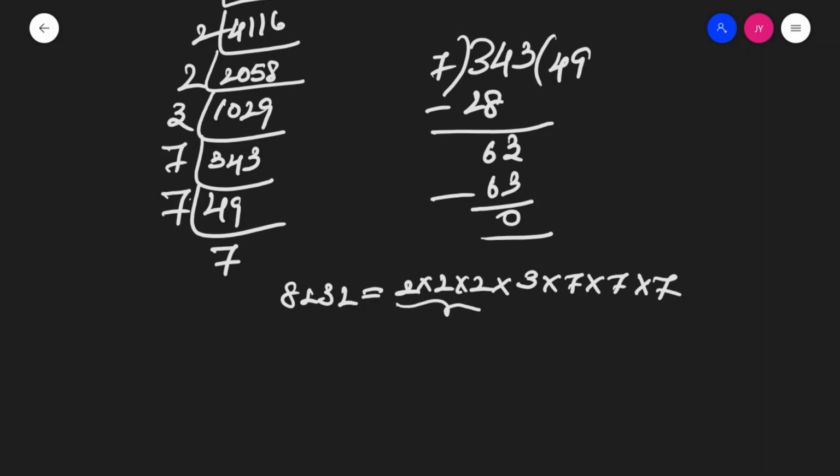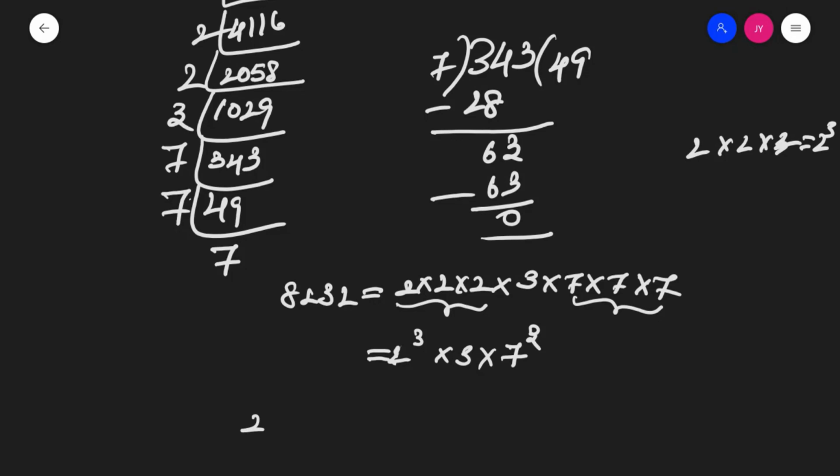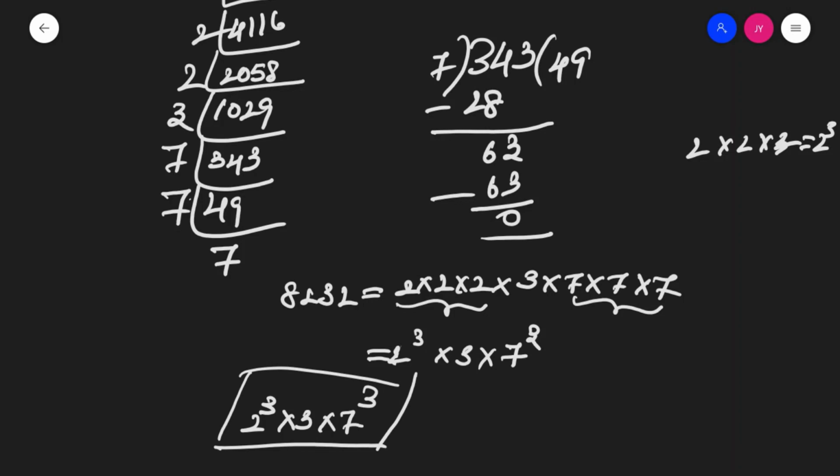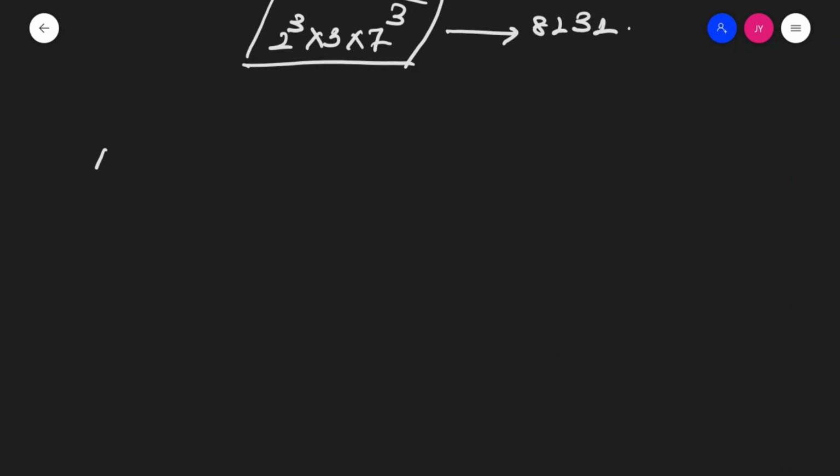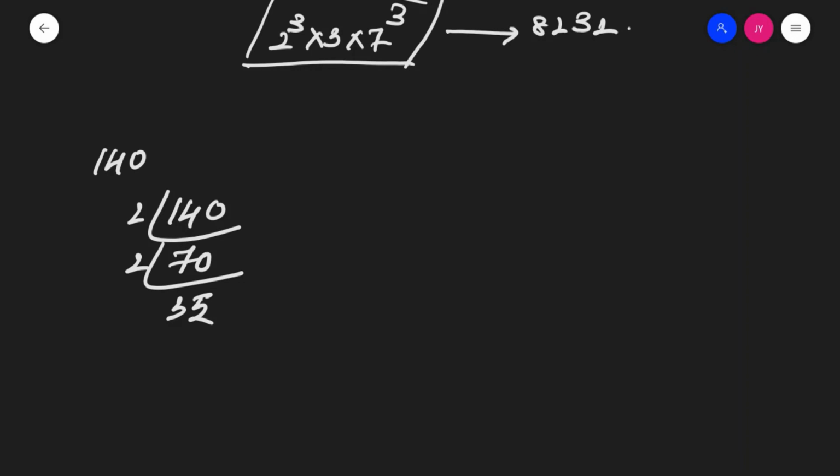How can we write 2 into 2 into 2 in exponential form? 2 into 2 into 2 is 2 power 3, right? So it is equal to 2 power 3 into 3, and 7 into 7 into 7 is 7 power 3. So 2 cube into 3 into 7 cube is the prime factorization of 8232. Let's do another number. 140, right? 140. 2s are 70, 2s are 35.